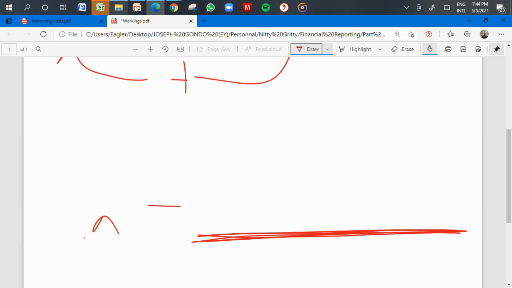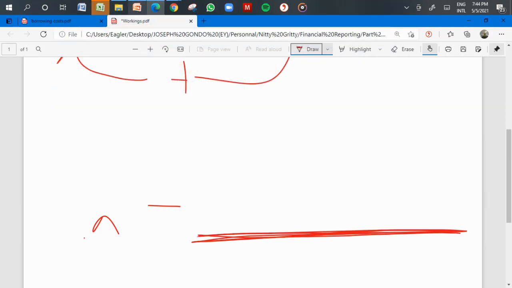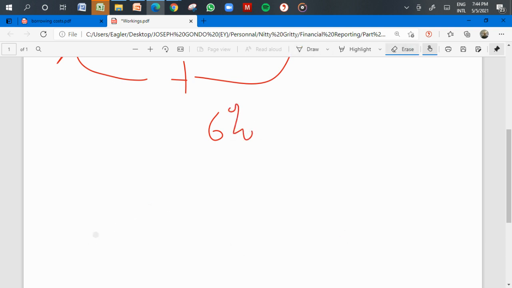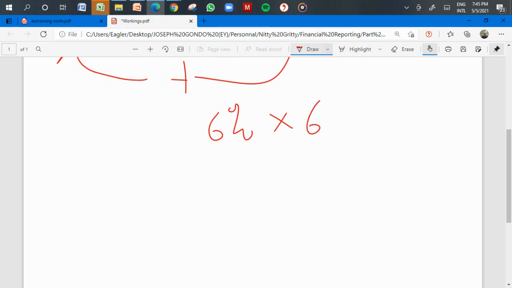So what is the percentage? We are told that the percentage is 6%. So we are going to say 6% multiplied by our amount that we borrowed. We borrowed how much? It was 6 million. So 6 million multiplied by 9 over 12. So we are going to only capitalize borrowing cost for those months.